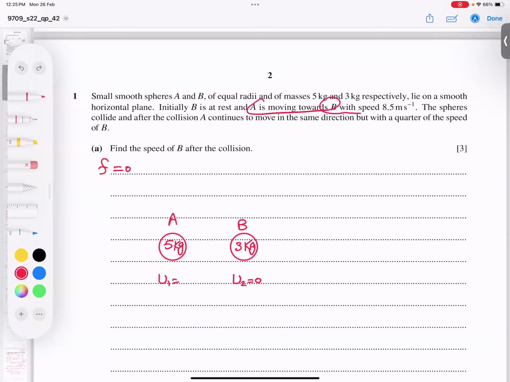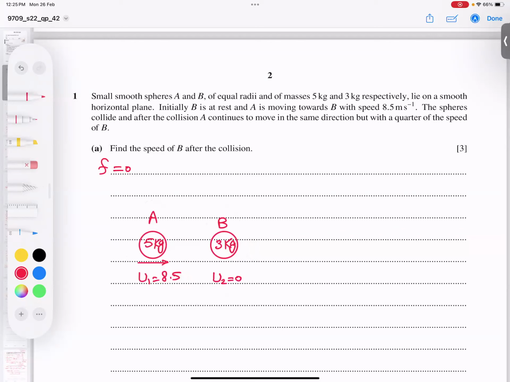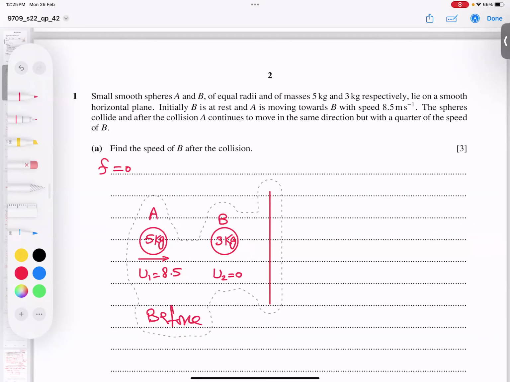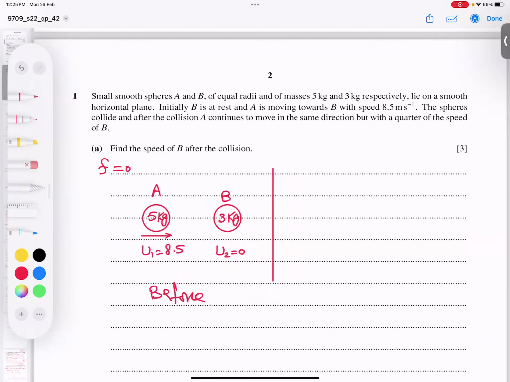A is moving towards B with a speed of 8.5, so it is going this way with 8.5. This is called reading and writing data. In mechanics, the most important thing is reading and writing. Okay, so I believe this is clear. This is before collision. Okay, and let's talk about after collision.